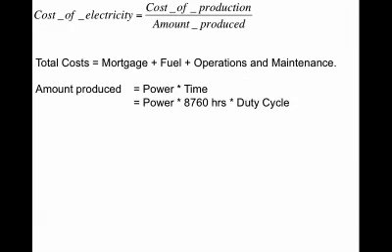And so we can calculate the cost of electricity. It's the cost of producing the electricity divided by the amount of electricity produced. And this would apply for any other energy, like if you wanted a water heater or the purchase of a car. The total costs are the fixed cost, the mortgage, plus the operational cost, the fuel and the operations and maintenance. And the amount produced is a total power times the amount of time that you're producing that power.